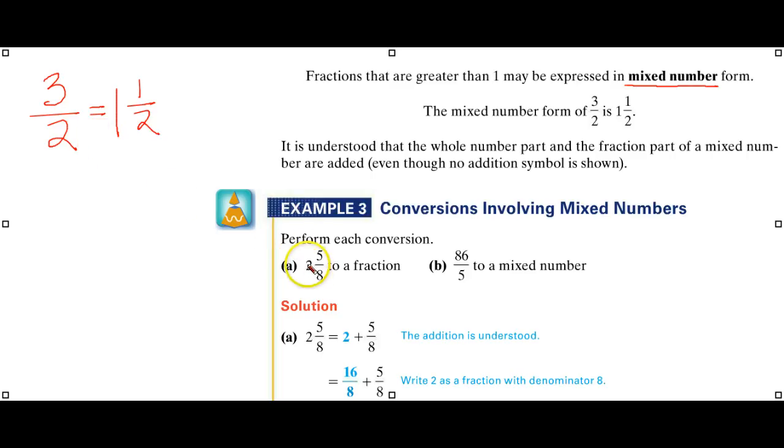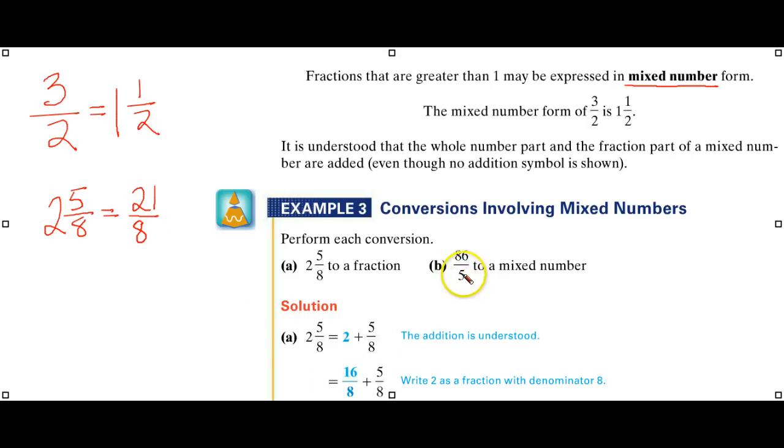So they're asking us to perform each conversion to take 2 5/8 as a mixed number and convert it. Well, we would go 8 times 2 is 16, plus 5 is 21, over 8. They're making that one a little more complicated here.